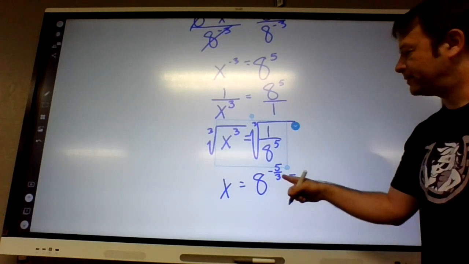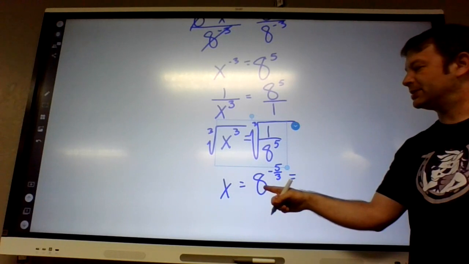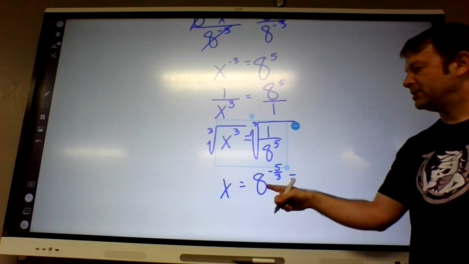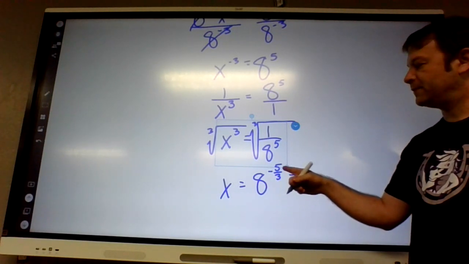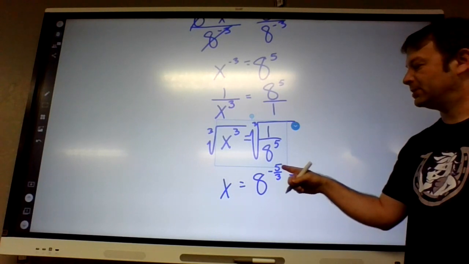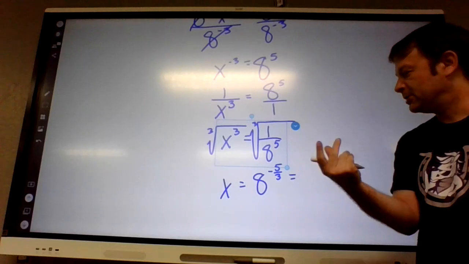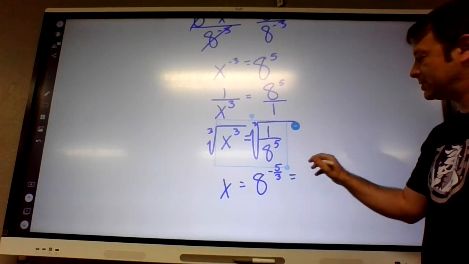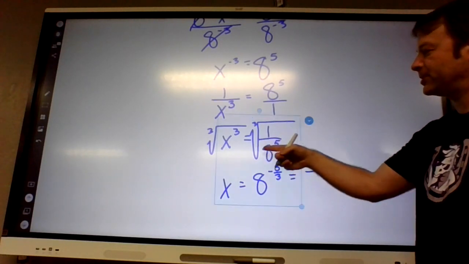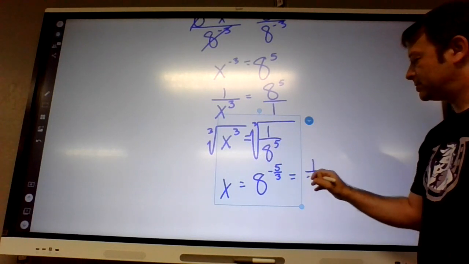But that actually simplifies, because what's the cube root of 8? 2. And what's 2 to the 5th? You guys might not know that one. 4, 8, 16, 32. It's 32, but since it's a negative exponent, you can plug it in the calculator too. This is 1 over 32.